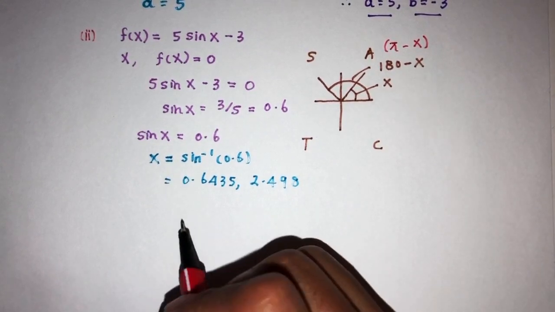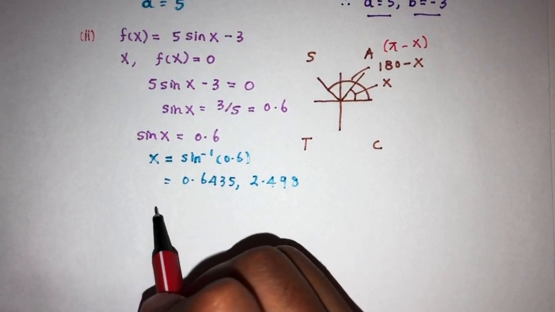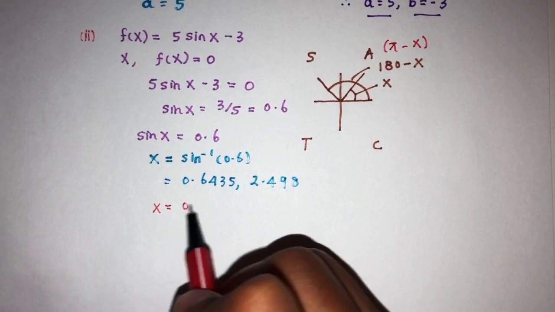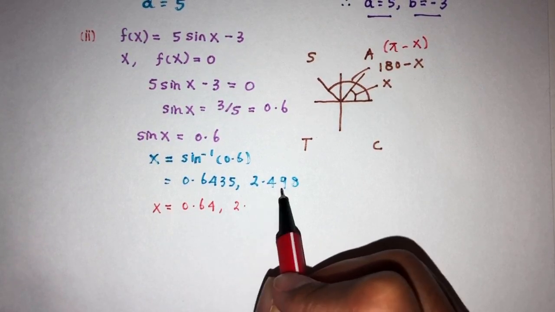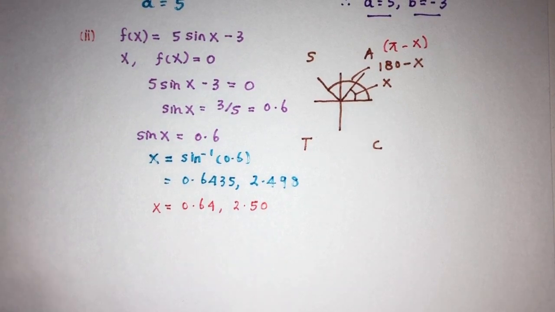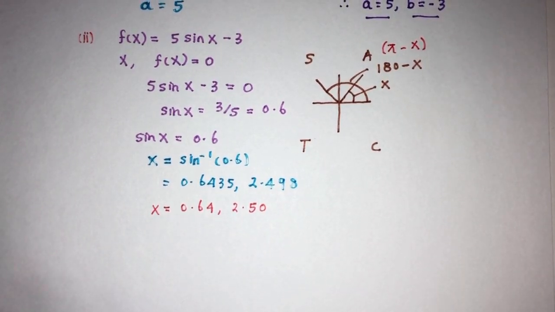That will be what? So x has to be 0.64 and then 2.50 to 2 decimal places. Okay, so that will be your question, part 2, that we have over here.